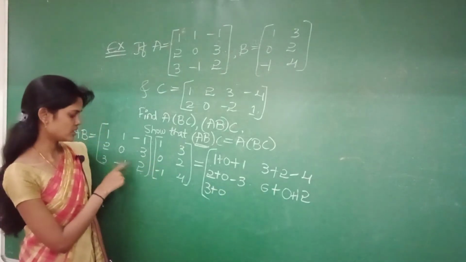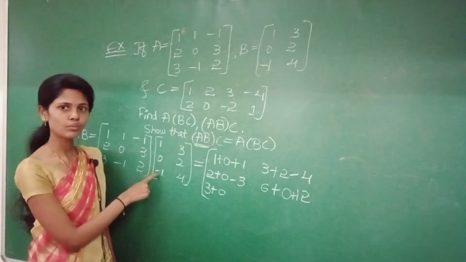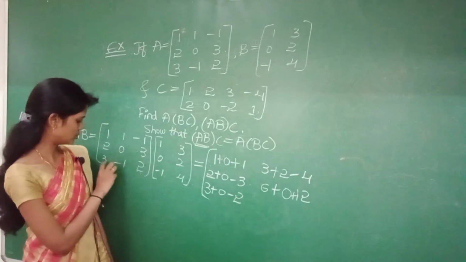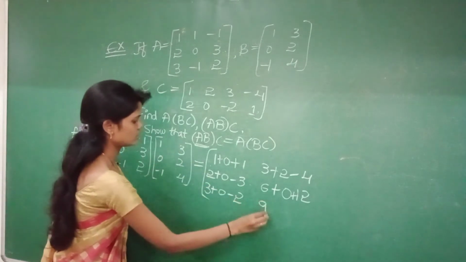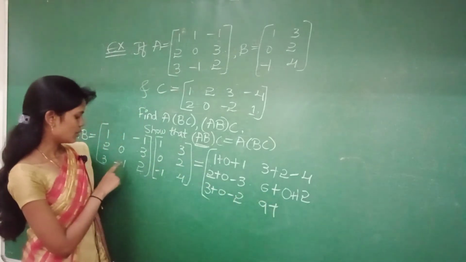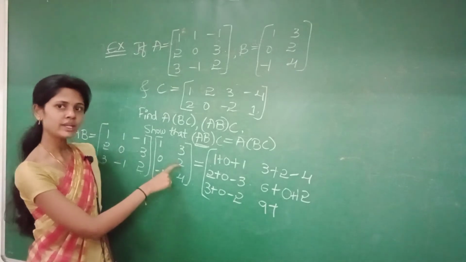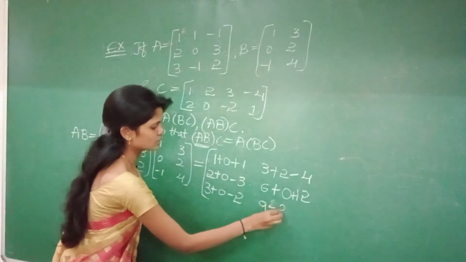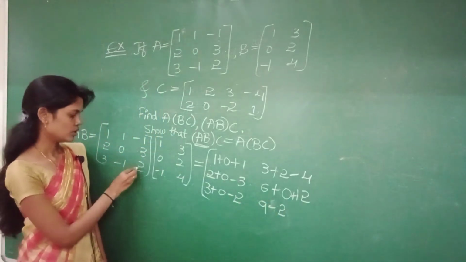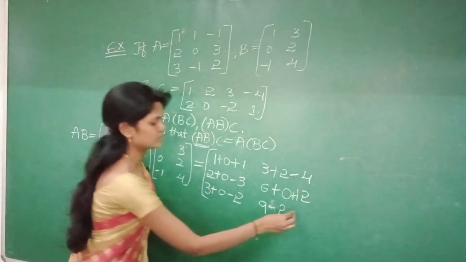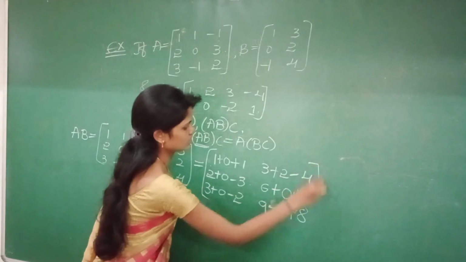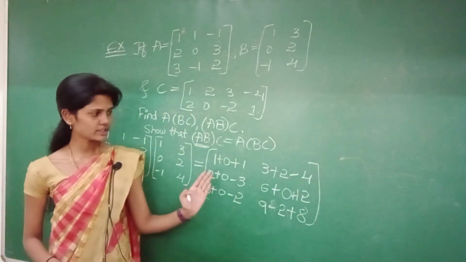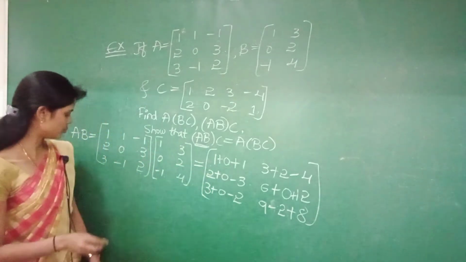And minus 2 into minus 1, it is minus 2. And third row, second column: 3 into 3, 9, plus minus 1 into 2, it is minus 2. So here you have plus, so it will be minus 2. Then 2 into 4, it is 8, plus 8. Okay, then add all the terms and write A into B matrix.